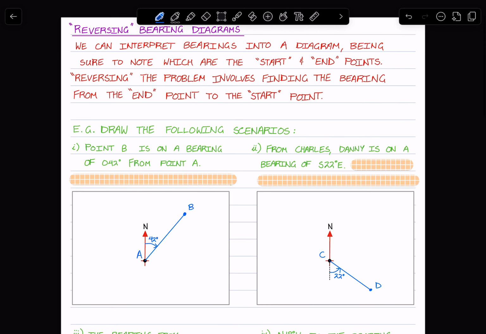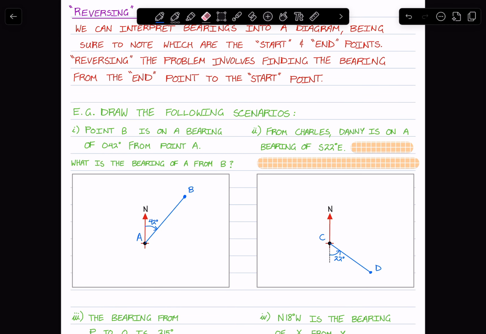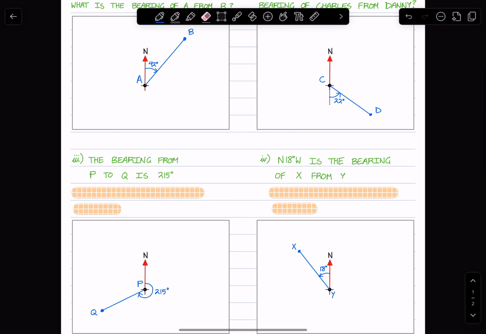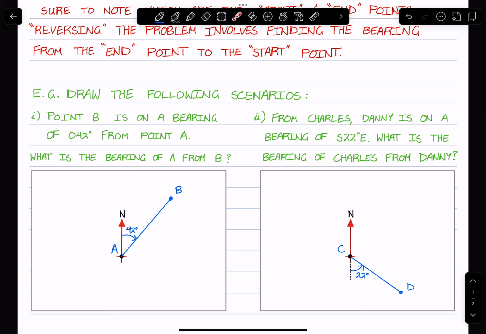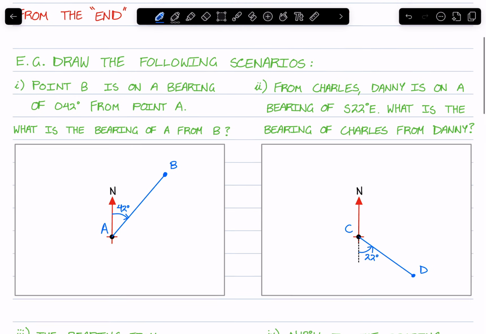Now, here comes the reversing part. I'll reveal all the questions now, you'll see. Notice how in all of these questions, it says, what is the bearing of A from B? Notice how the original diagram says, from point A, the bearing is 42 degrees. What it's now asking is to interpret the problem as if we were from here. What would the bearing now be from this point? So let's answer this first one.